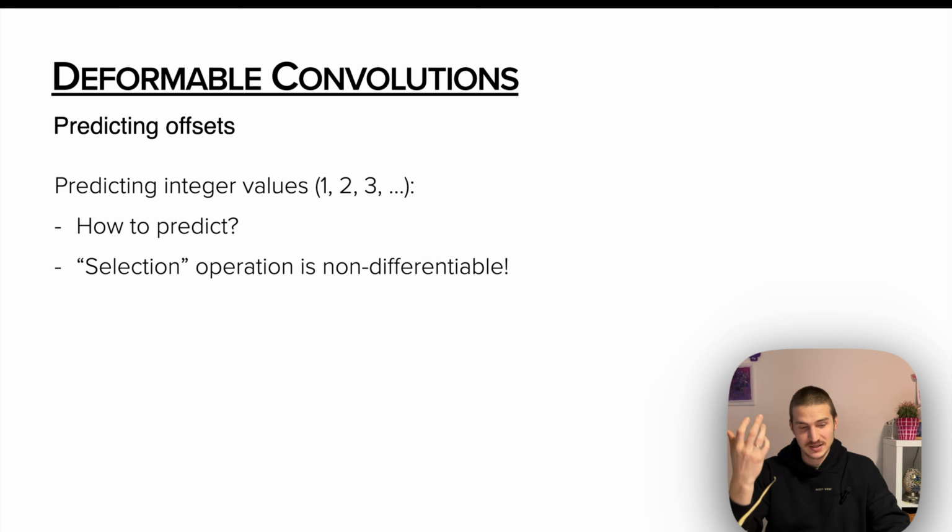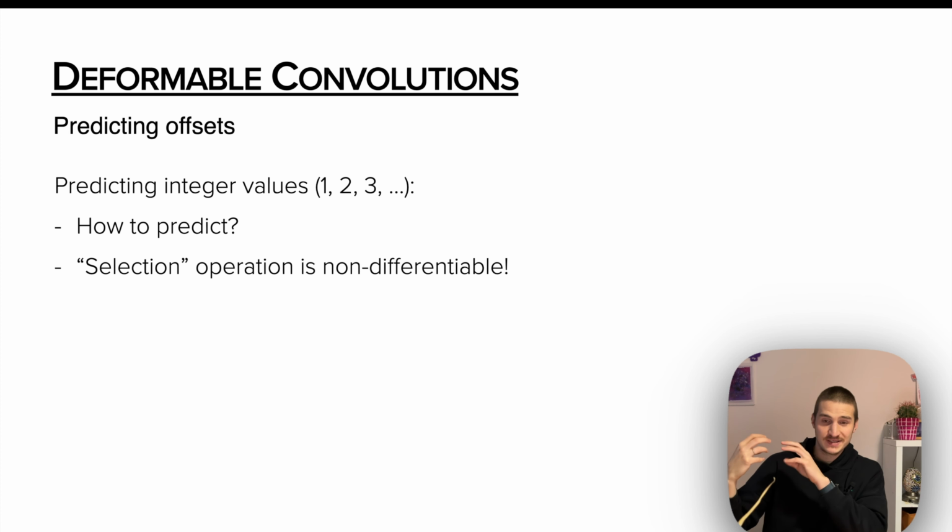That's interesting because it's not really obvious. Let's say we are going to predict integer values, right? So numbers like 1, 2, 3, and so on. We don't really know how to do that. The output of the convolution or of a dense layer is always a real number, so a number that can have a fractional part. Then let's say even if we did predict some integer value, how do we select the sampling points that we are going to use for convolution?